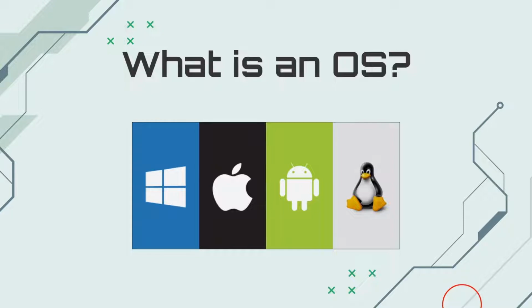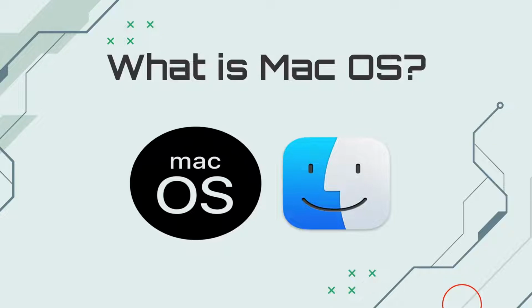There's many different types of OS you can choose from, like Windows, Mac, Android, Linux, whatever you want. The two most common are Windows and Mac, and today we'll be talking about Mac, Apple's Mac OS. Now, another question you might be asking is, what is Mac OS? Well, it's quite simple.